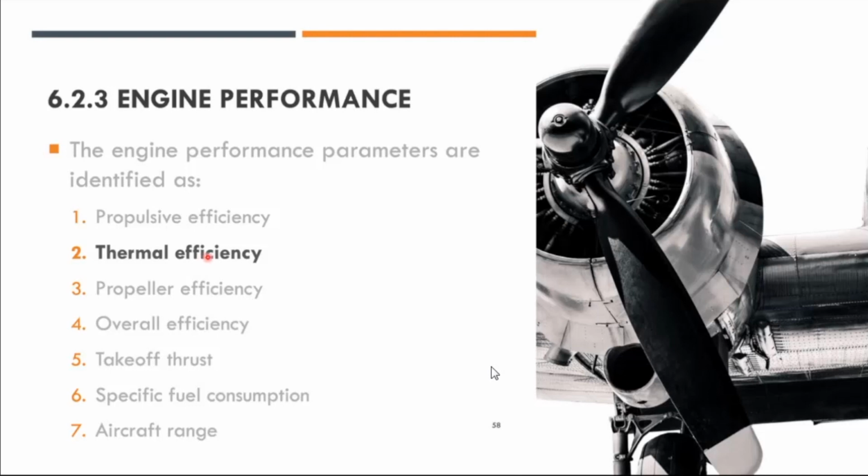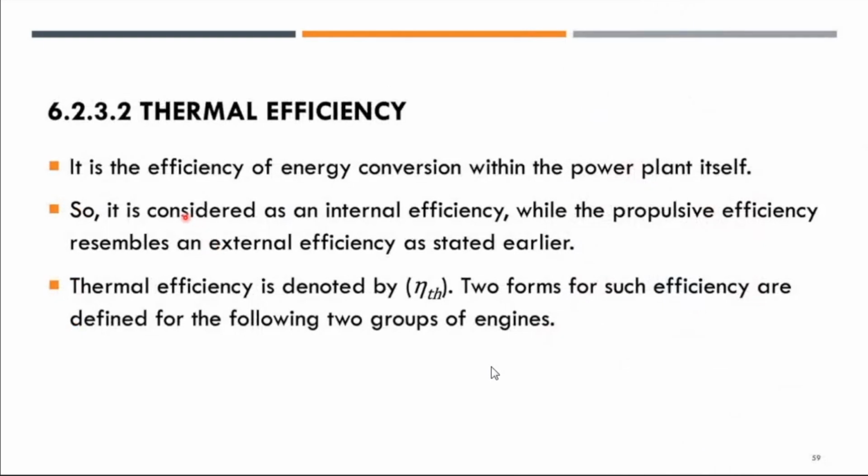Okay, so let us move into the thermal efficiency. Just now was propulsive efficiency, zeta P. Now we move into zeta TH. So what is actually thermal efficiency? It is the efficiency of energy conversion. Propulsive efficiency is the conversion of the kinetic energy, but thermal efficiency is how efficiently the engine can convert the energy within the power plant itself. So it is considered the internal efficiency, whereas the propulsive efficiency is considered the external efficiency.